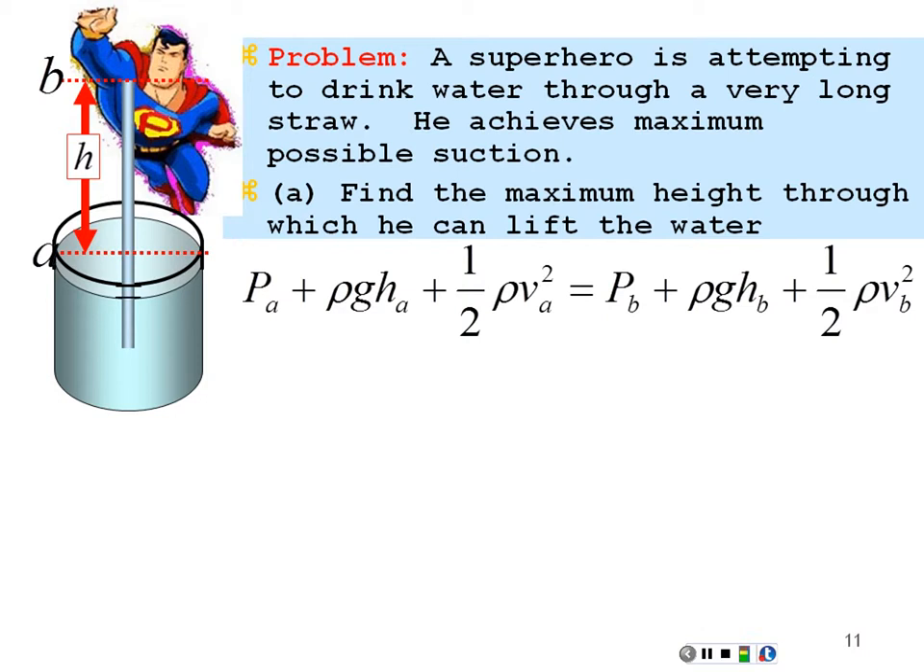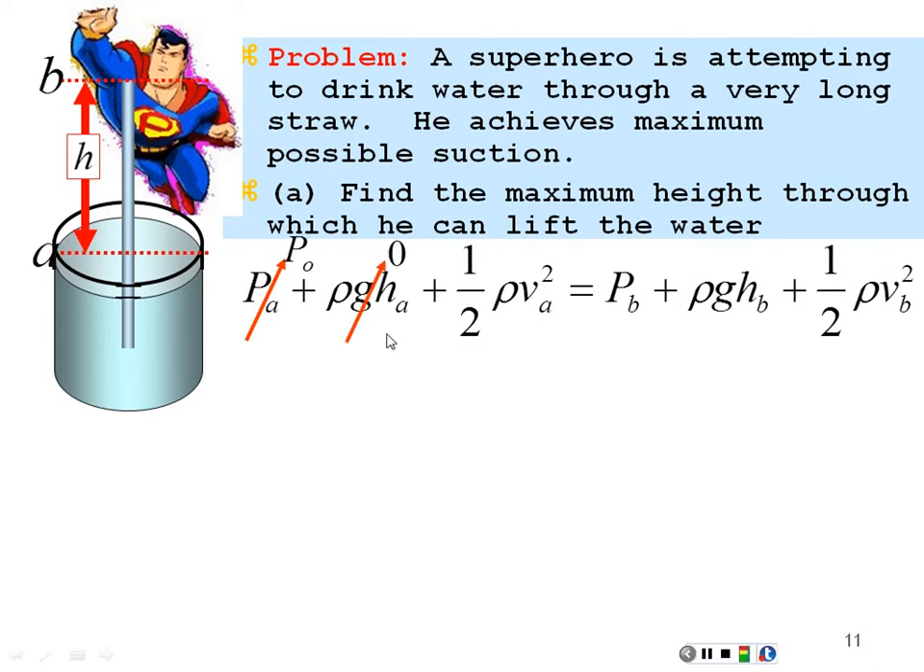One point is A, which is at the level of the reservoir, and we know that if you're at the same level within a fluid, the pressure is the same all the way through that level. So where the reservoir is open to the atmosphere, the pressure must be equal to atmospheric pressure. So the pressure at A is atmospheric pressure. At B, he's achieved maximum possible suction, so he's got a vacuum at B, so there's no absolute pressure at point B. So we have atmospheric pressure at point A and no pressure at B.